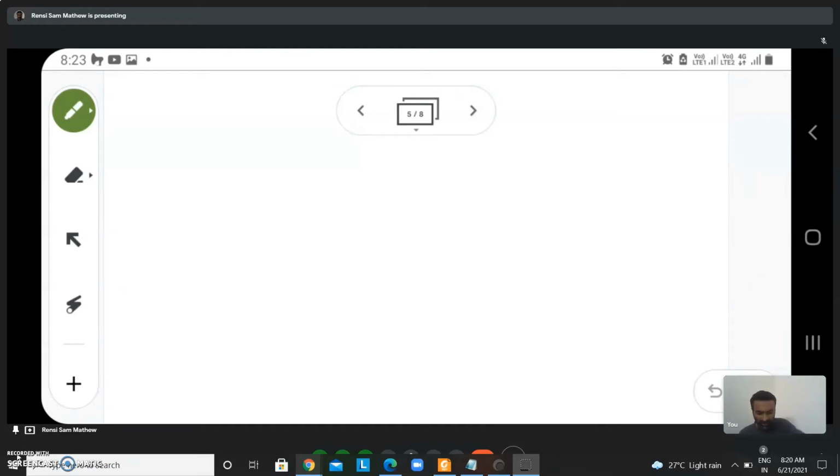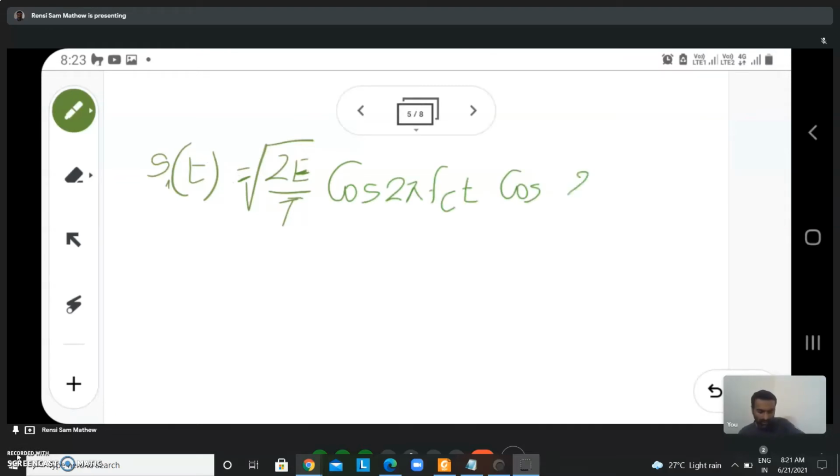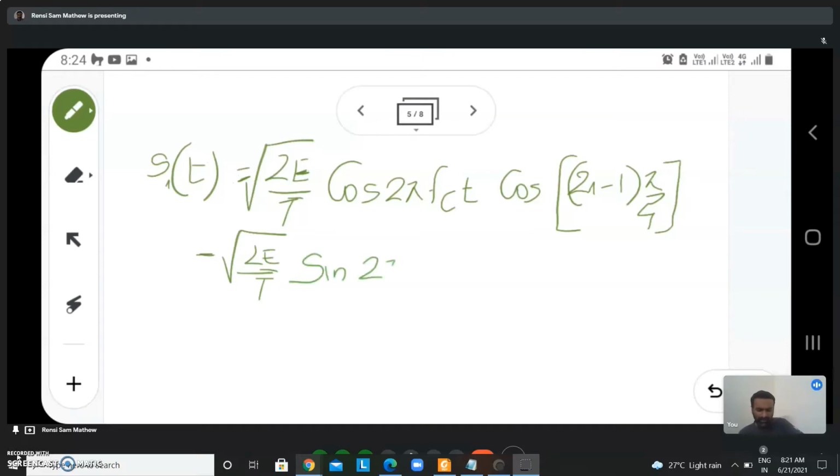Applying this on our previous function, we can write Si of t equal to square root of 2E by T into cos 2 pi fct into cos of (2i minus 1) pi by 4, minus square root of 2E by T, the same coefficient, into sin 2 pi fct into sin of (2i minus 1) pi by 4.